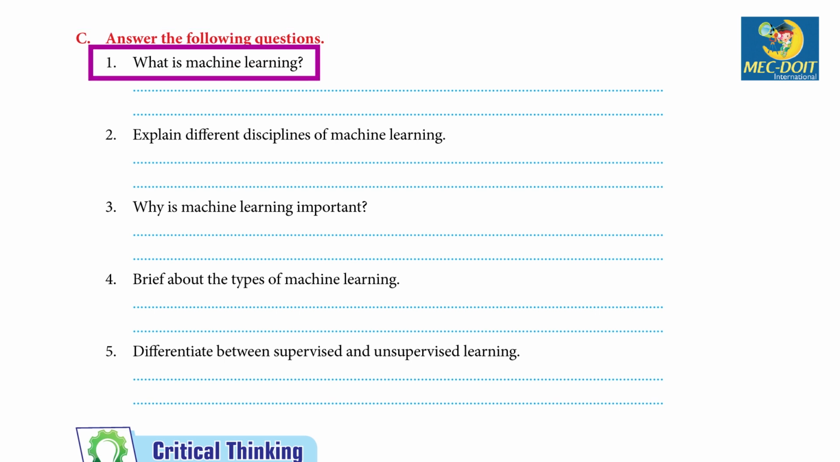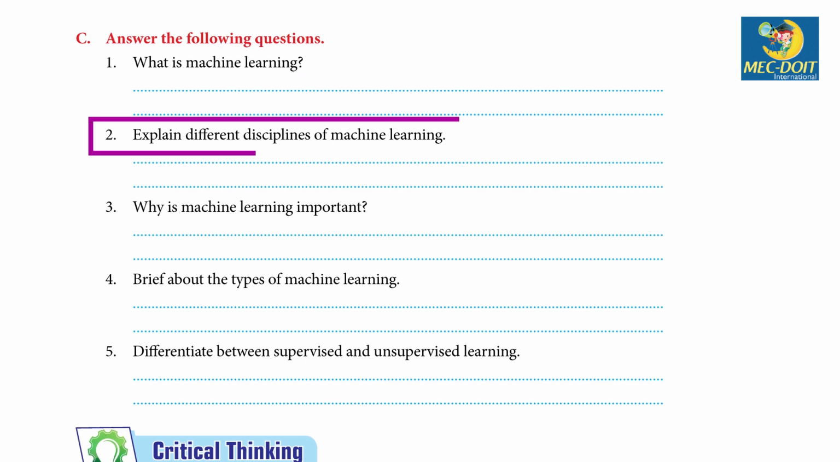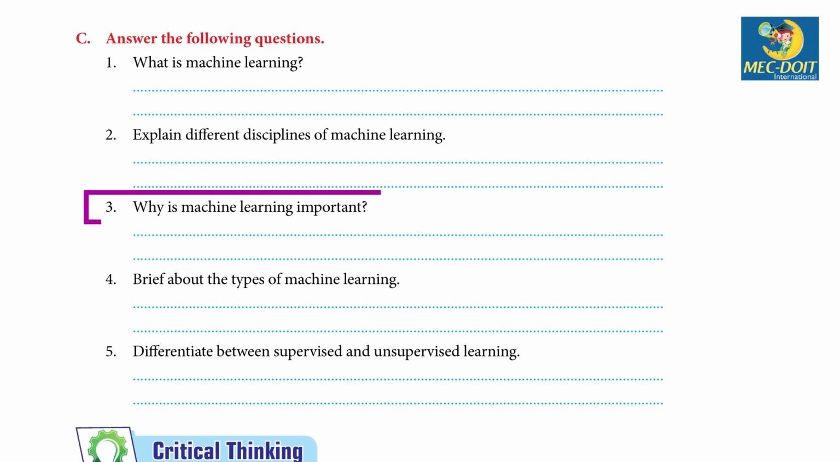C. Answer the following questions. 1. What is machine learning? Answer: machine learning refers to the evolution of software used to carry out artificial intelligence-related tasks. 2. Explain different disciplines of machine learning. Answer: the disciplines of machine learning are as follows. 1. Statistics. 2. Psychological models. 3. Evolutionary models. 3. Why is machine learning important? Answer: machine learning is important to improve the ability of a machine to assist people more effectively in different tasks.